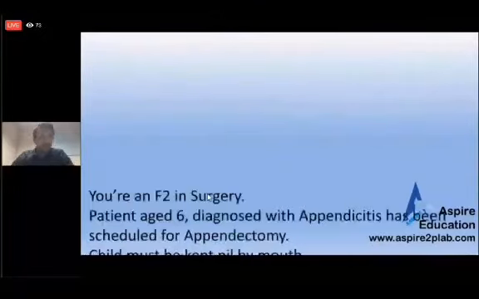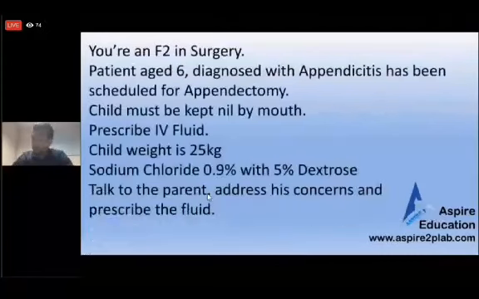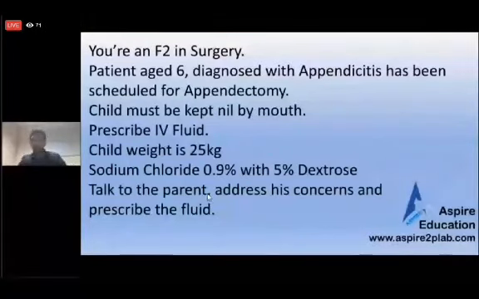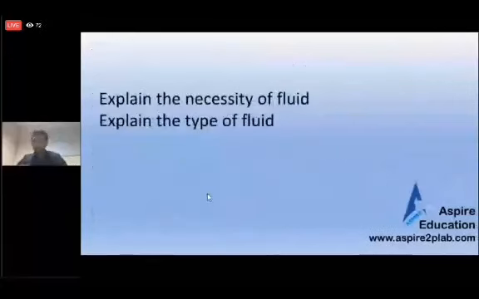You are an F2 in surgery, the patient is 8, diagnosed with appendicitis, and the child must be kept nil by mouth. So prescribe IV fluid. The child's weight is 25 kg, so you have to prescribe sodium chloride 0.9% with 5% dextrose. Talk to the parent, address the concerns, and prescribe the fluid. Explain the necessity of the fluid and the type of the fluid. What is the necessity here? The child has to be kept nil by mouth, so it needs energy. That's why we have to give this fluid with dextrose. What is the type of fluid? It is sodium chloride mixed with dextrose, so sugars.